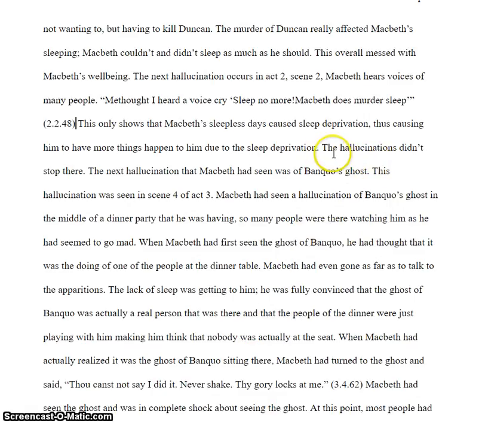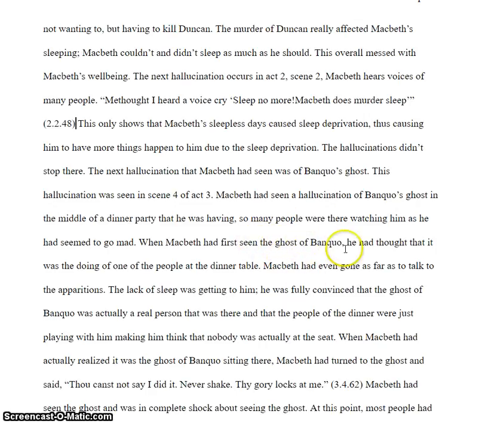Let's count how many times you've used the word had seen or seen. The next hallucination that Macbeth had seen was of Macbeth's ghost. The next hallucination that Macbeth saw was of Macbeth's ghost, or Banquo's ghost. Was seen, had seen, first seen. Notice a pattern forming here, okay? You got to come up with different words. Actually, number one, the verb tense is all wrong anyway, but you got to come up with different words here.